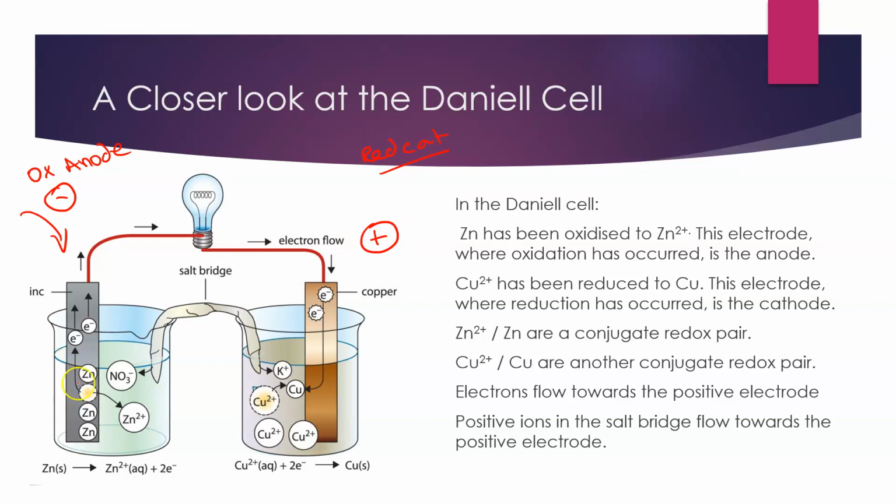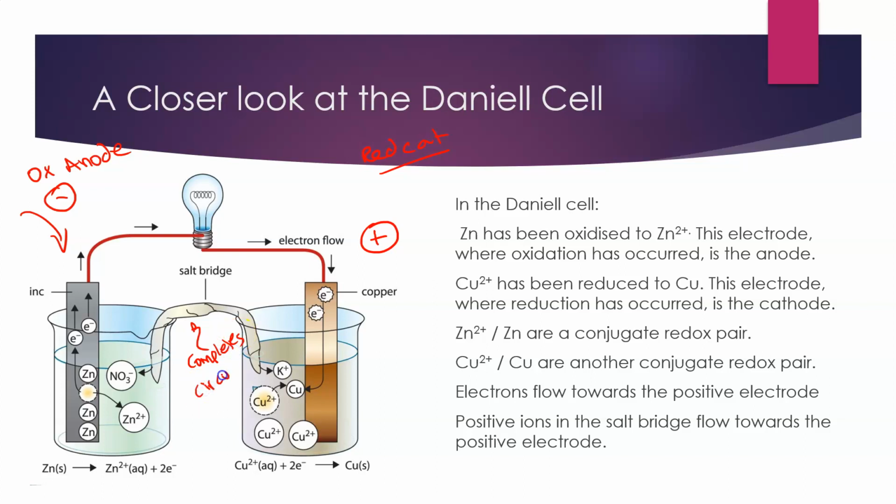The electrons are going to flow from the oxidation process, where we have Zn going to Zn2+ plus 2 electrons, moving up through the conductive electrode, through the globe or the voltmeter that we've put into the circuit, down and through into the copper. These excess electrons will now cause the reduction of the copper from Cu2+ to Cu solid. So Zn2+ and Zn are a conjugate redox pair. Cu2+ and Cu are another conjugate redox pair, and we have separated those two into the two half cells. The other thing that we have here is the salt bridge. The salt bridge is required to complete the circuit.